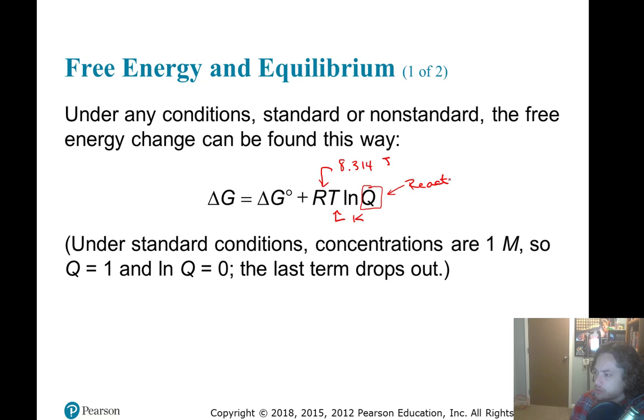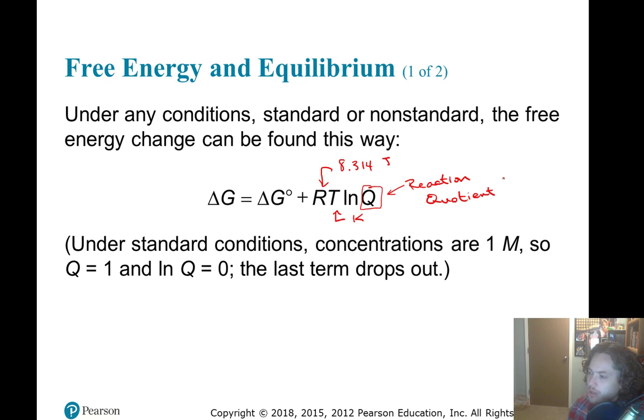And then our Q value here is our reaction quotient. We dealt with this when we were talking about equilibrium, and we can calculate Q the same way we do with K, but we use Q at current conditions, whatever they may be, and then we compare Q to K in order to figure out whether or not the reaction is at equilibrium.